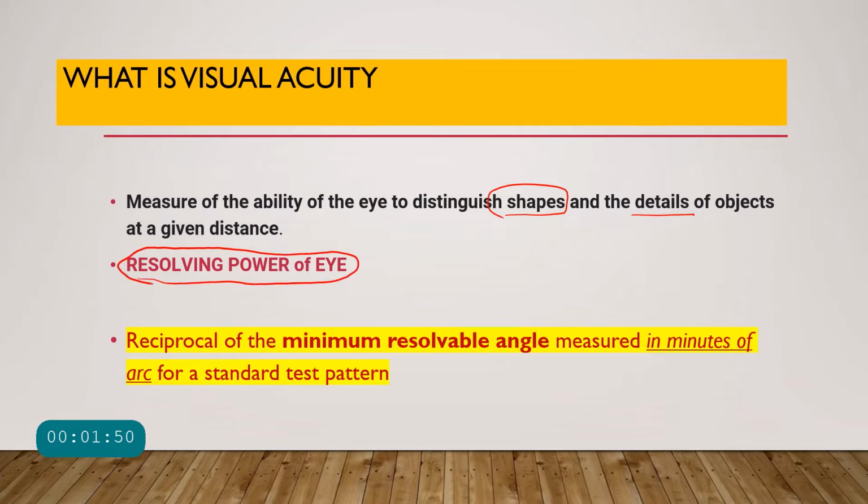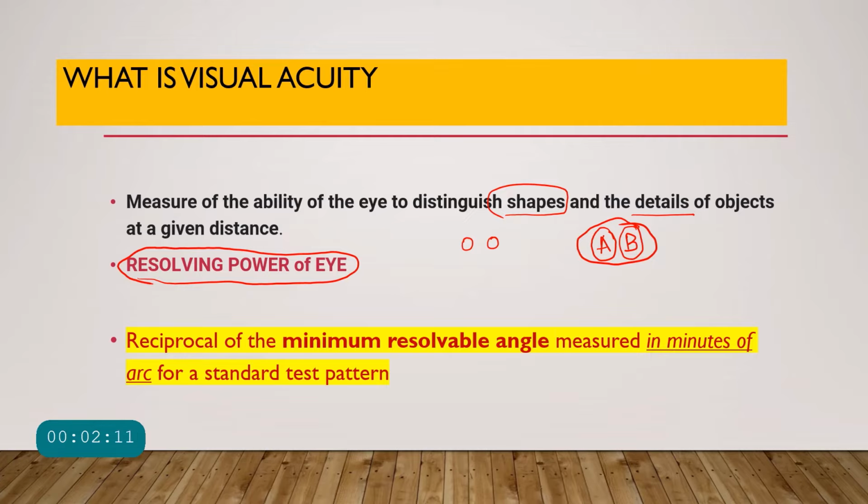The resolving power, or the resolution, means to be able to distinguish two objects as two separate objects in space. So if we have object A and object B present in our visual field, we should be able to distinguish these two as two separate objects, and that is called resolution or the resolving power of the eye.